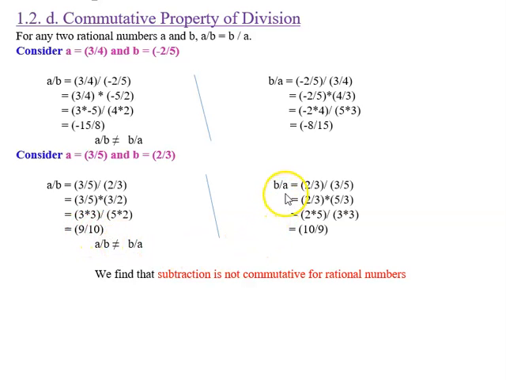So we'll see what is b divided by a. b is 2 by 3 and a is 3 by 5. So b is 2 by 3 divided by 3 by 5. So we are taking the inverse of multiplication. It's 2 by 3 times 5 by 3. Multiplying numerator and denominator separately. So 2 times 5 divided by 3 times 3. So 5 times 2 is 10 and 3 times 3 is 9. So it's 10 by 9. Here b by a is 10 by 9 and a by b is 9 by 10. So they are not equal. So from these examples we can conclude that division is not commutative for rational numbers.